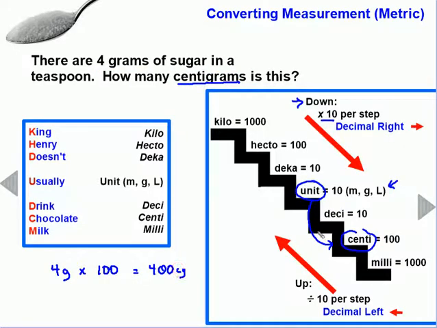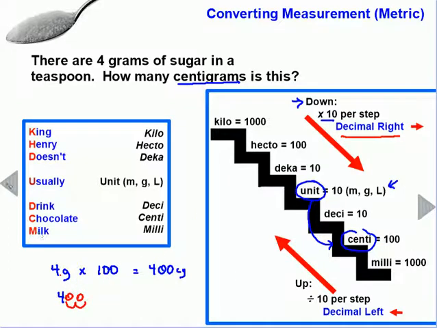400 centigrams. Now, that's really helpful for us, but you know what else is really cool is that you can make it one step easier. Instead of doing this multiplication, all you really have to do is move the decimal point. Up here, our decimal point is right there. It's 4.0. All we have to do is move that decimal point 2 spaces to the right. Because we're going 2 steps down, we're moving the decimal 2 steps to the right. That gives us 400.